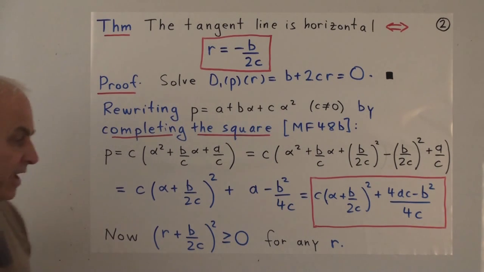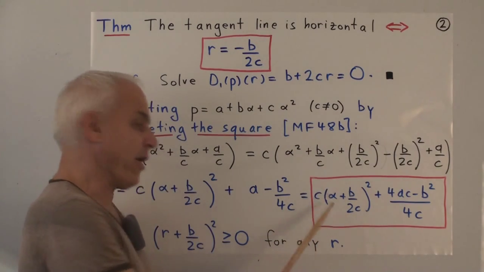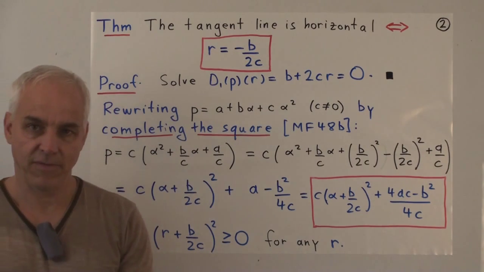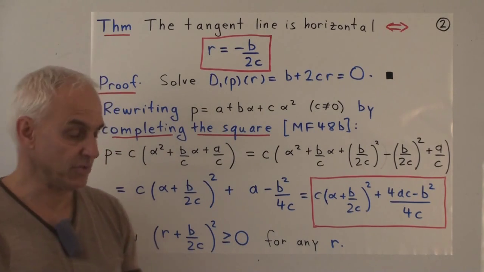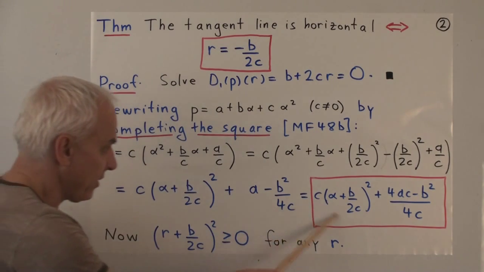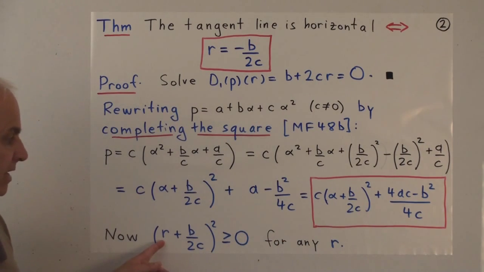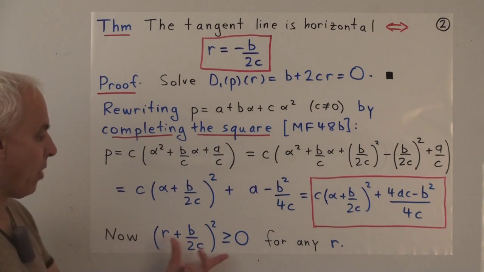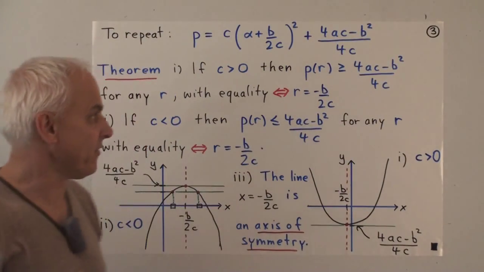And now we make a simple but important observation that whenever we have a square, that square is necessarily positive. When I say positive, I generally mean greater than or equal to 0. So this term here, if we substitute any number r, then (r + b/2c) squared will always be positive. So I've repeated that formula that we've just obtained.